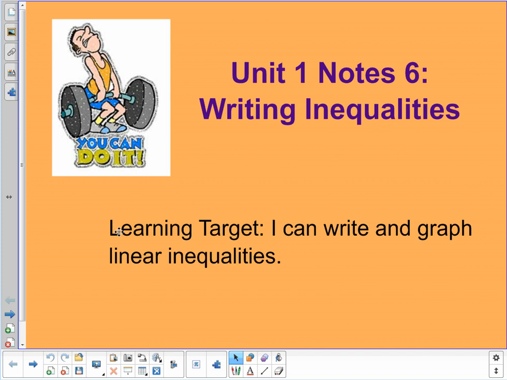This is Unit 1 Note 6 on writing inequalities. Today our learning target is I can write and graph linear inequalities.